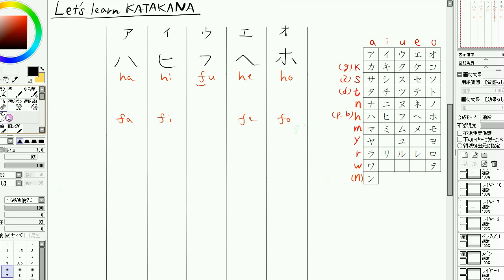And how should we make it? Well, of course, this character is the only one that has the F sound. So we put that one first. And a small a. Small i. And we don't need this one. And small e. And small o. So these are fa, fi, fu, fe, fo. Okay? And in this case, we don't usually put a voice sound marker. If we do that, that will be strange.